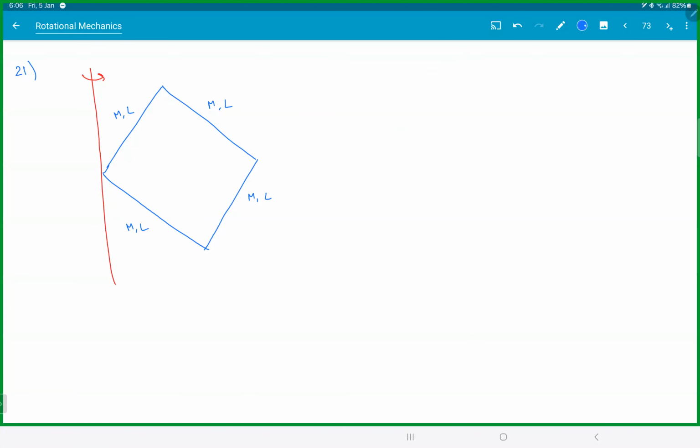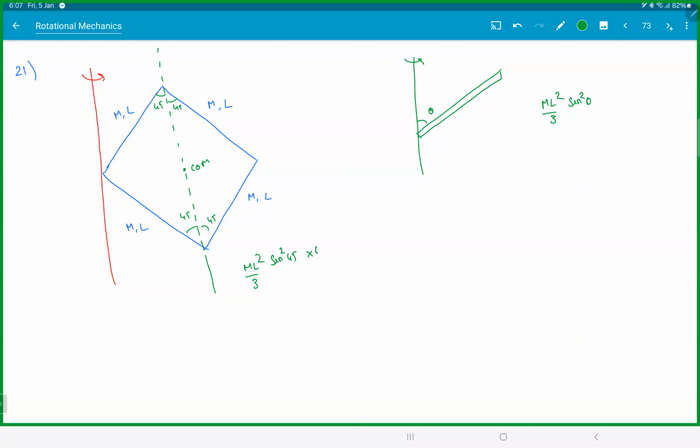See, first thing, if you have an axis like this and a rod like this, remember the result: ML square by 3 sine square theta. So I'll do the same thing here. I will take an axis passing through the center of mass. Now it is symmetrical for all of them. So this is 45, 45, 45, and 45. So this will be ML square by 3 sine square 45 into 4, isn't it? There are 4 rods. So this is I COM. Now I will use the parallel axis theorem.